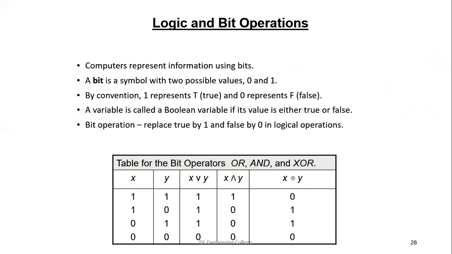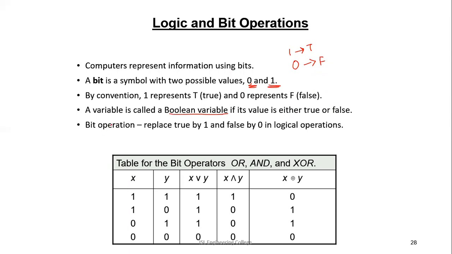Okay. Now the next thing, logic and bit operations. So computers usually use binary numbers, and binary numbers are composed of bits. And a bit basically has two values, which can be 0 or 1. Now normally whenever we say 1 it means true, and whenever we say 0 it means false. So by convention 1 is true and 0 is false. Now, a variable is called a Boolean variable if its value is either true or false. So you have a Boolean data type also, where the value is either true or false. Similarly, here we have something known as a Boolean variable.